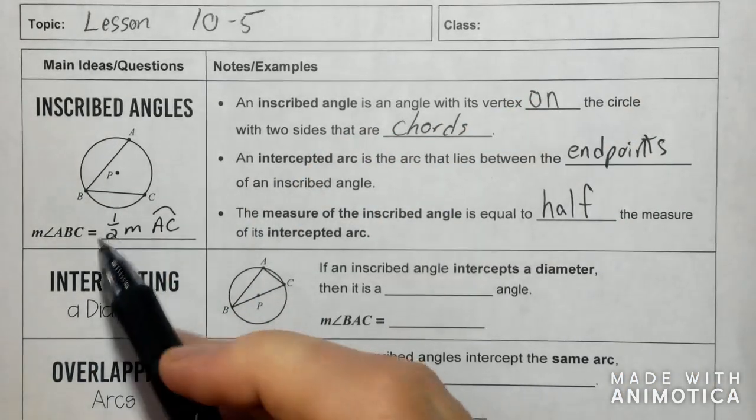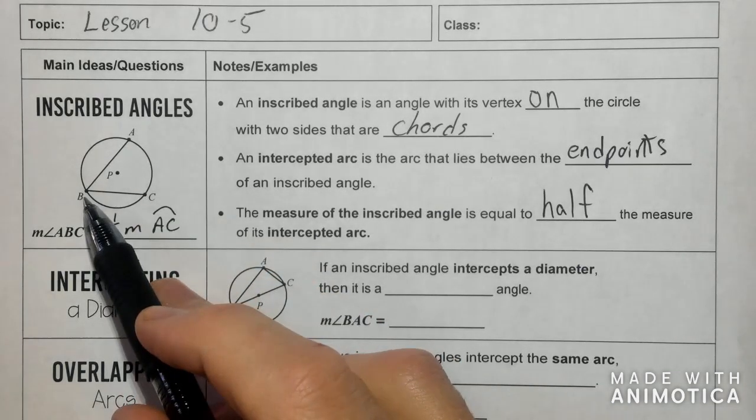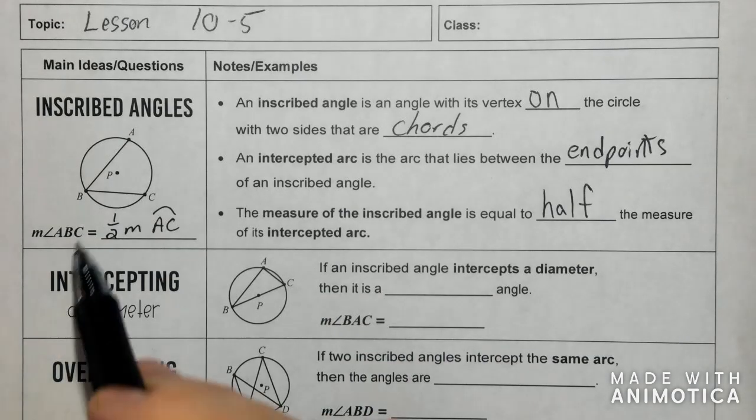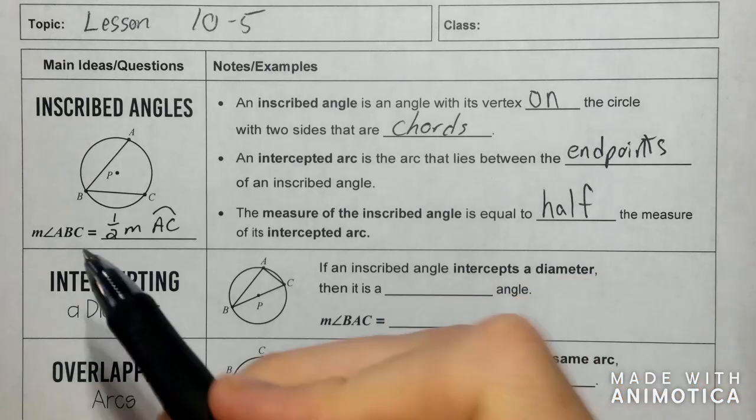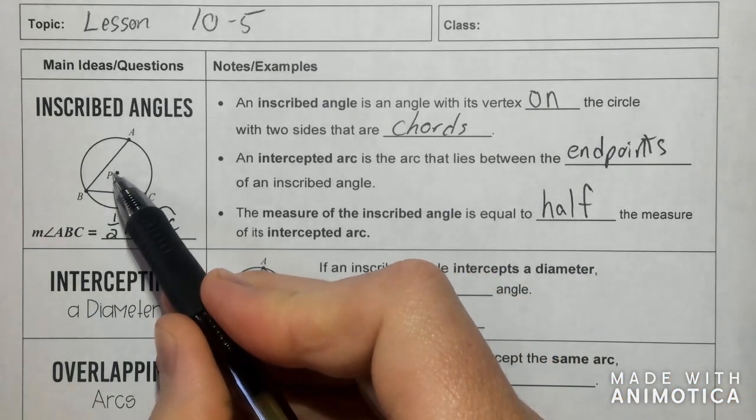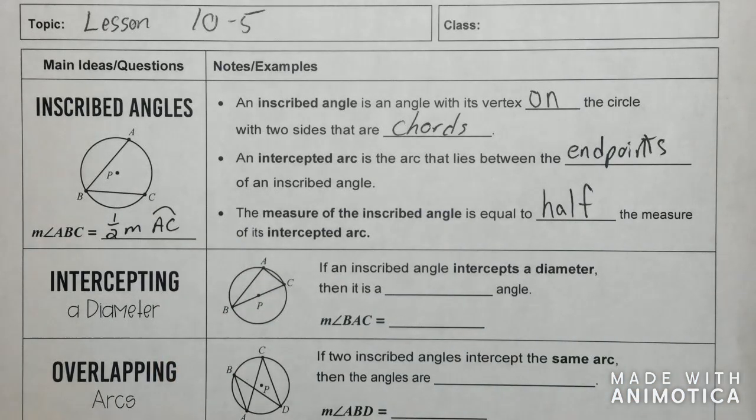So if we know the arc measure, we can halve it, and that will be equal to the inscribed angle, or if we know the inscribed angle, we can double it and we'll know the measure of the arc. Now if you remember back when we did central angles, they were actually equal. The central angle started in the center, and the two sides of the angle were radii, and we said that the measure of the central angle was equal to the intercepted arc. Okay, but this one is half.